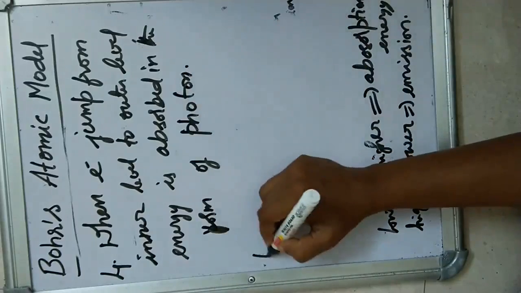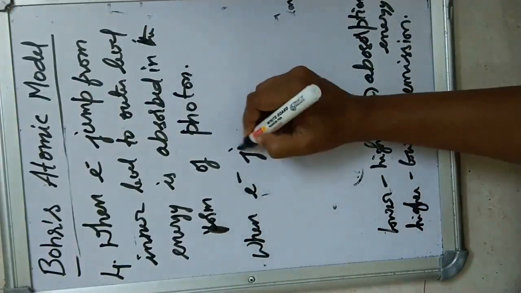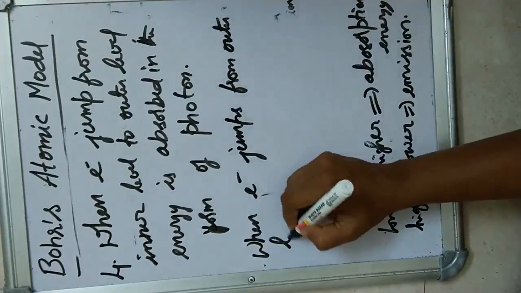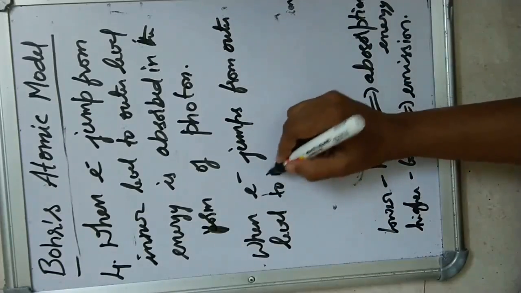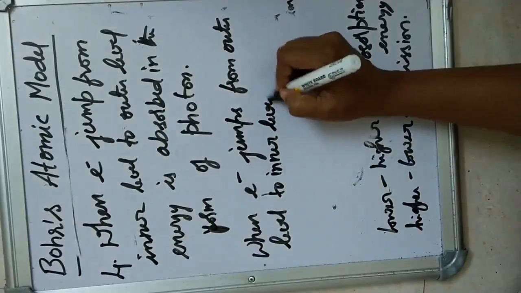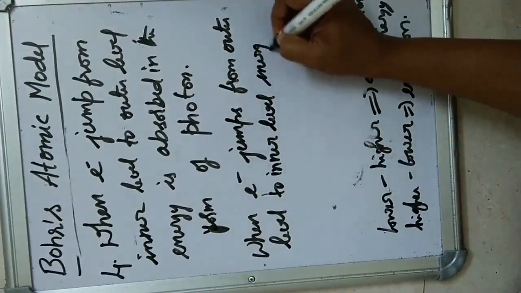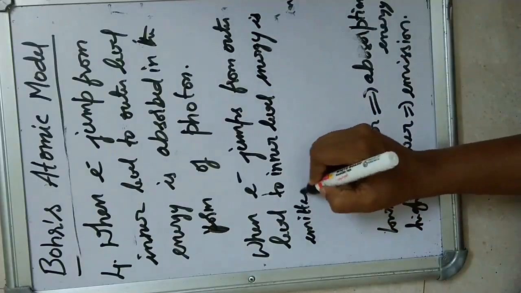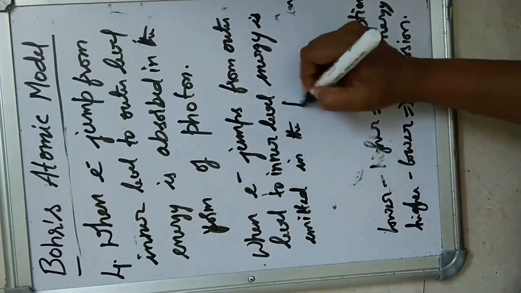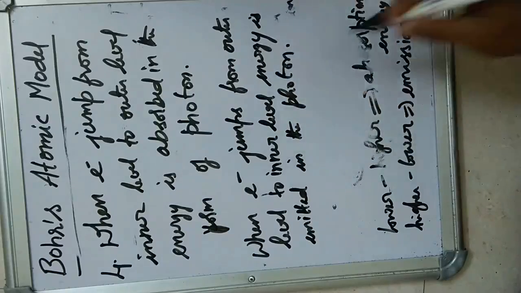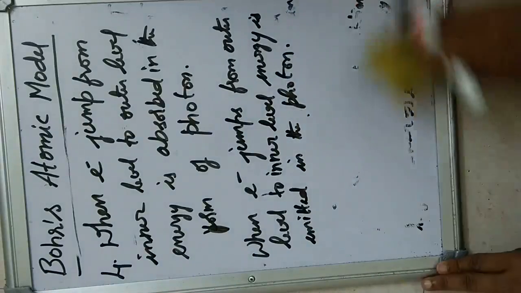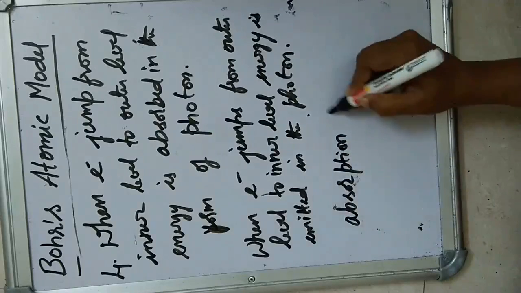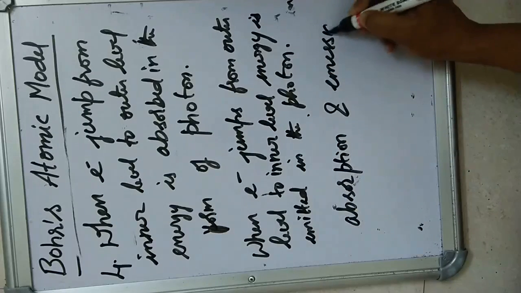And when an electron jumps from outer level or outer shell or higher shell to inner level or inner shell, what happened? Absorbed energy is emitted in the form of photon. This is absorption and emission.